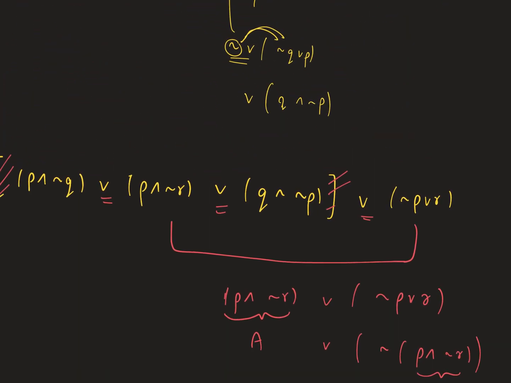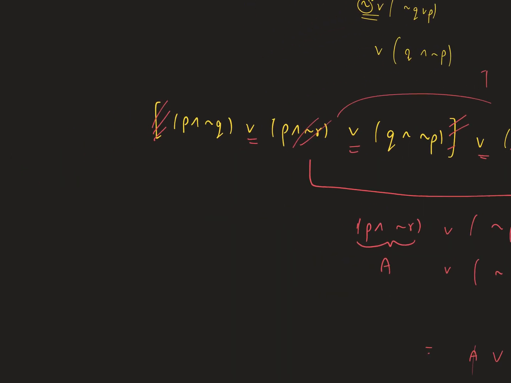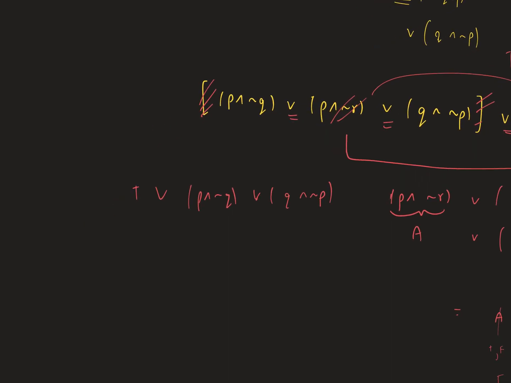So this one here is always true. So it's going to be true or P and not Q, or Q or not P. But we already know that true or anything is always true. So this one here is a tautology.